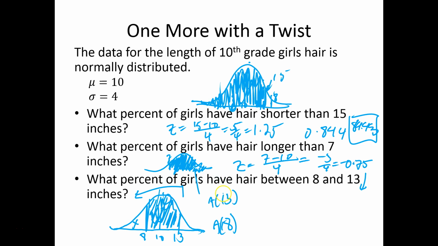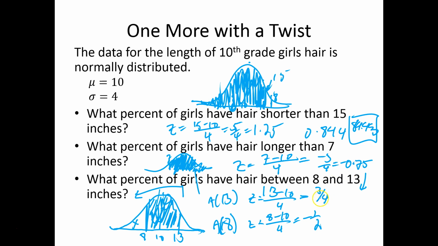Okay, so let's find the area at 13 first. So we have to find the z-score. 13 minus 10 over 4. So that'd be 3/4, or 0.75. And at 8, we're trying to find the area to the left of 8. That's going to be z is 8 minus 10 over 4, which is negative 1/2.